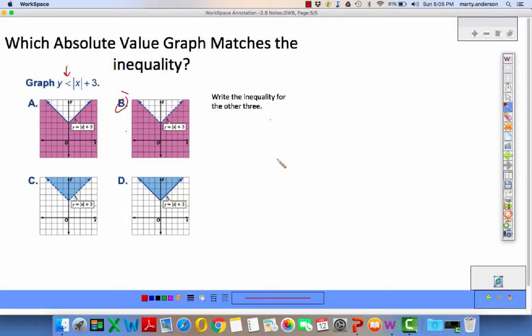Write the three other inequalities. A looks like it's shading below and solid. Y is less than or equal to the absolute value of x plus 3. C is dotted and shade above, so its y is greater than. And D is solid, so it's greater than or equal to.